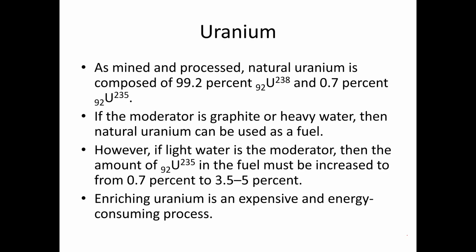As mined and processed, natural uranium is composed of 99.2% uranium-238 and 0.7% uranium-235. If the moderator is graphite or heavy water, then natural uranium can be used as a fuel. However, if light water is the moderator, then the amount of uranium-235 in the fuel must be increased from 0.7% to a range of 3.5 to 5%. Enriching uranium to make this happen is an expensive and energy-consuming process.